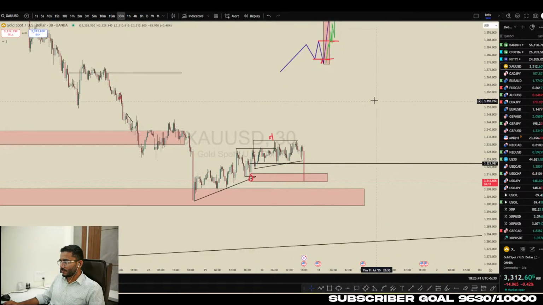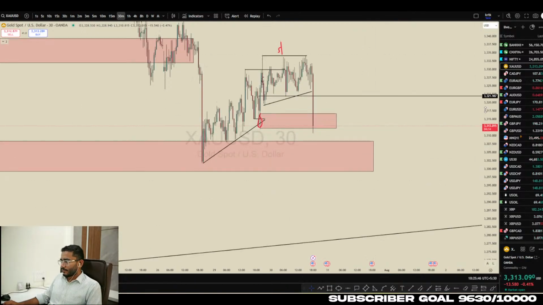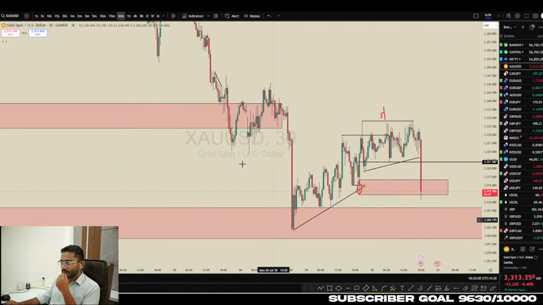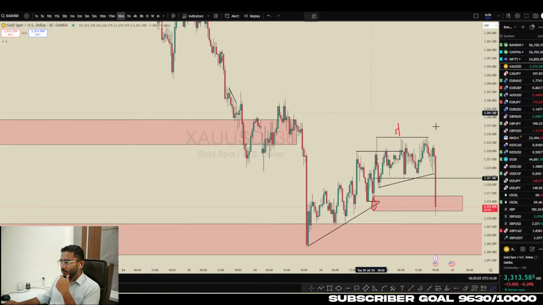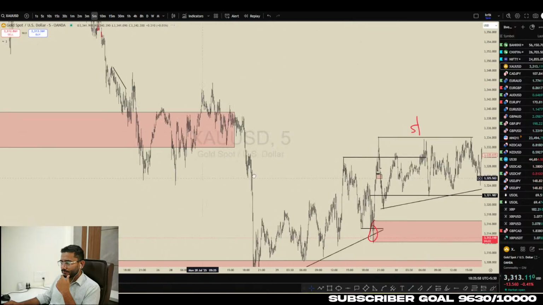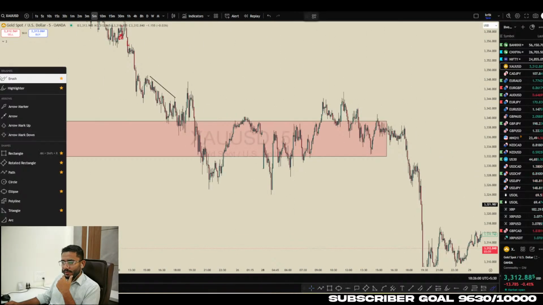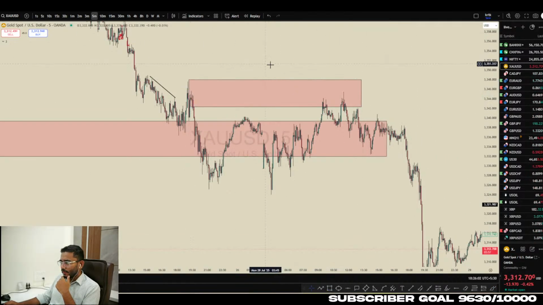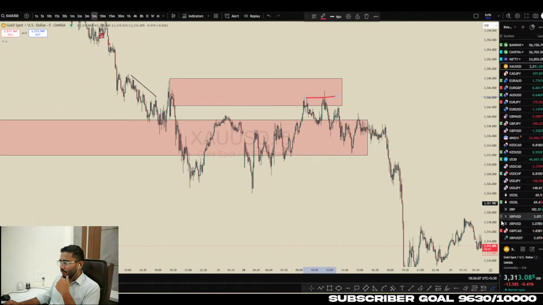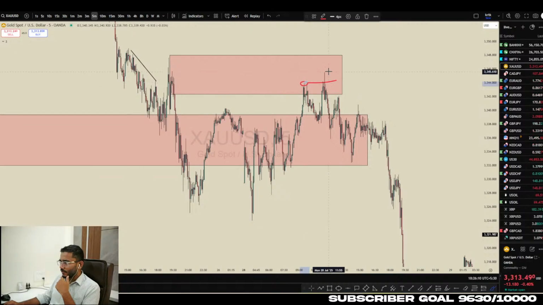So price broke the structure. Whenever price comes out of a block, we need to skip the first move. Here we can see, assume that this is our order block, and then price came and tapped our order block. Price will not directly go to the other side. It will always sweep the liquidity, and then only it will go to its original direction.